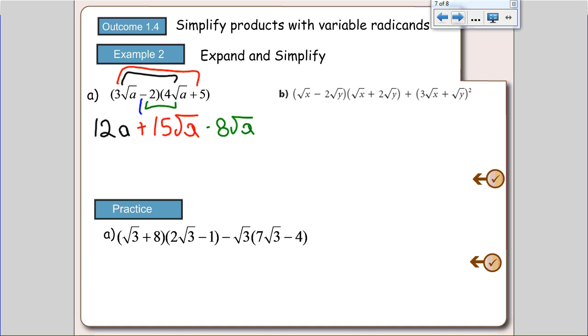If you look at this, something simplifies. What simplifies? Jason got it. The two middle terms. The 15 root A and the 8 root A are both root A's. So if you have 15 root A's and you subtract 8 root A's, you have 7 root A's left. The 12A never changed, and the negative 10 never changed. That's it. Oh, that's so nice.